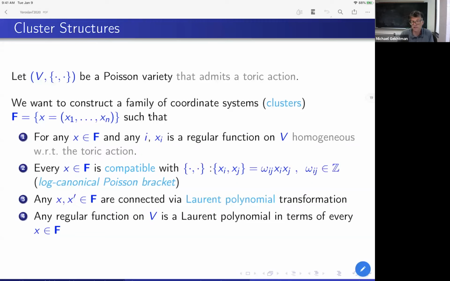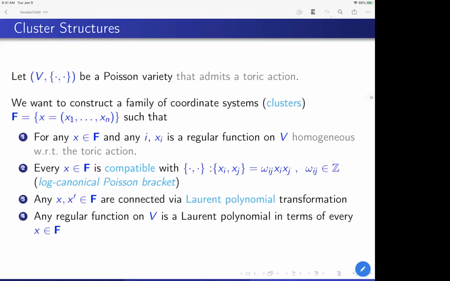Again, the property, as I discussed, is that the bracket of any two coordinates is some constant, which we can make an integer constant, times the product of these coordinates. Then we want every two such coordinate systems to be connected by transformations which are not only birational, they are actually Laurent polynomial in both directions. And if we're really greedy, we also want every regular function on our variety to be a Laurent polynomial in terms of every one of these coordinate systems. So we want a lot of things from this situation.